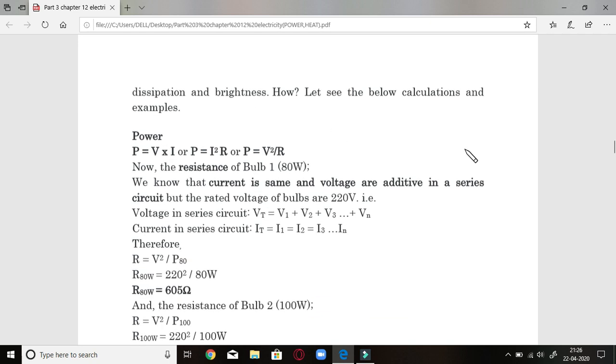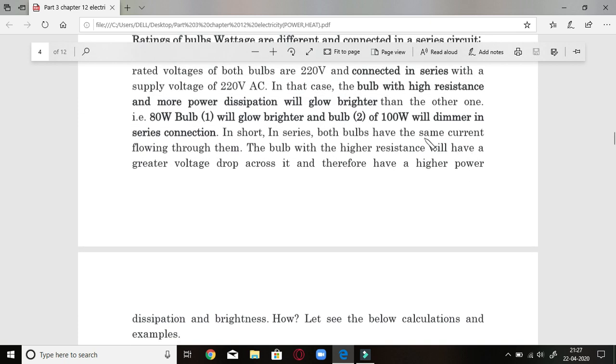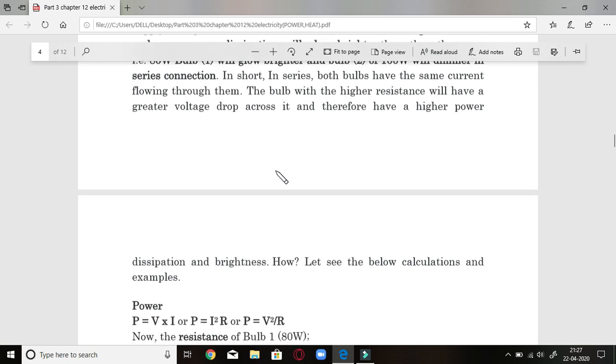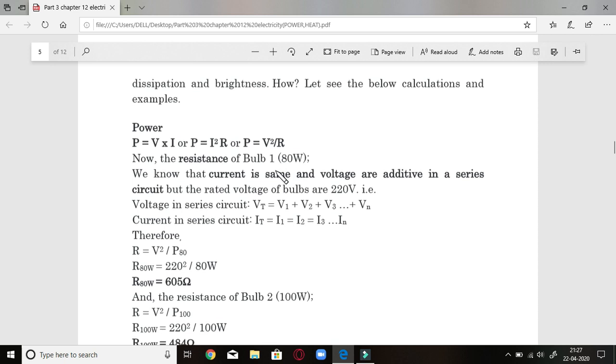I hope you understood the last part which I have written here. In series, both bulbs will have the same current flowing through them since they are in a line, but the bulb with high resistance will show more voltage drop across it. This particular bulb will show more drop of voltage across it, and therefore power dissipation and brightness will also increase. That is the basic reason behind it.